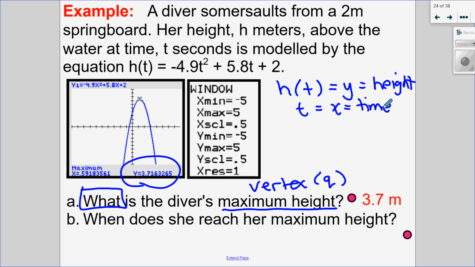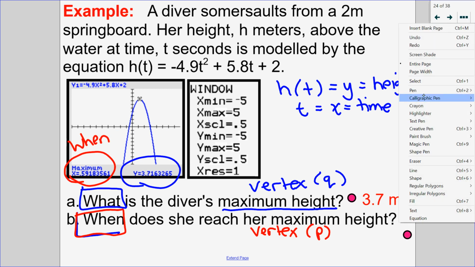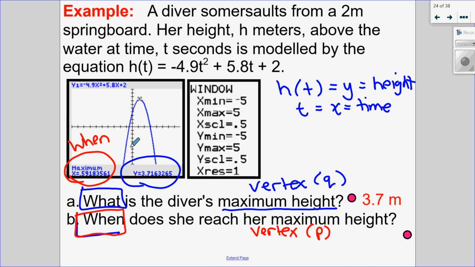Now, let's look at the next part, which is asking, when does it occur? Not what it is, but when does it occur? That is in your vertex, that is your x-coordinate, or your p-value. So this is the when. This is when it happens, whereas the y-coordinate is what it is. So when does she reach her maximum height? Well, she reaches her maximum height at 0.6 seconds. Because it's a word problem, don't forget your units.